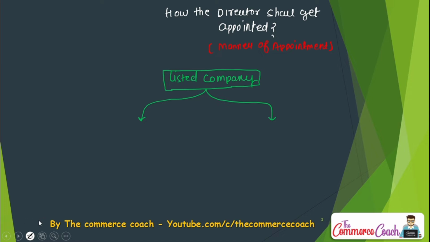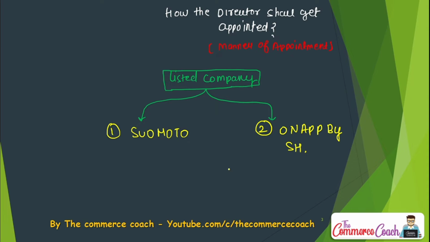First of all, which ways do we have? First way here and the second way here. The first way we have is suo motu. The second thing we have is on application by small shareholders.